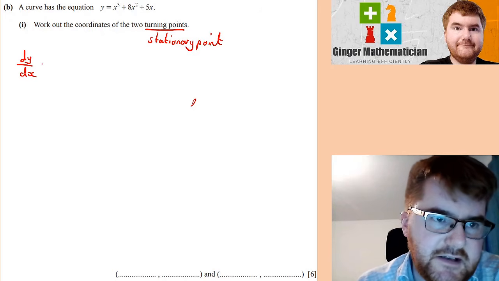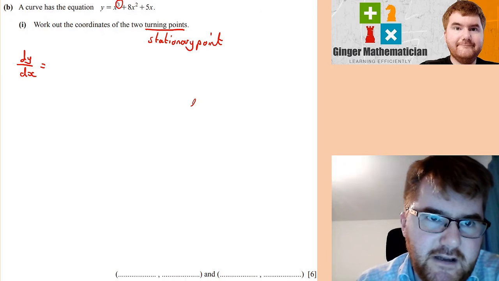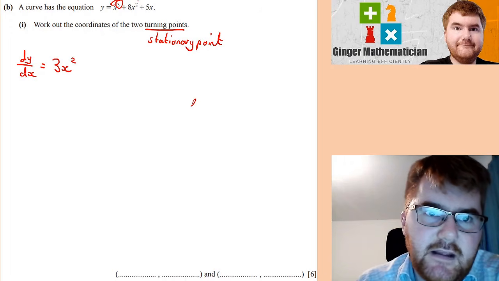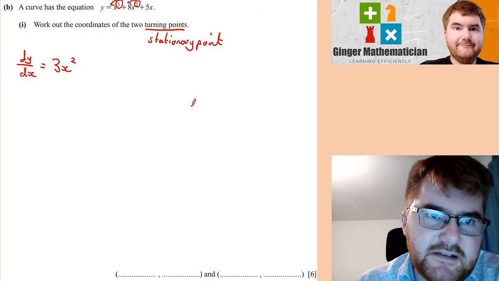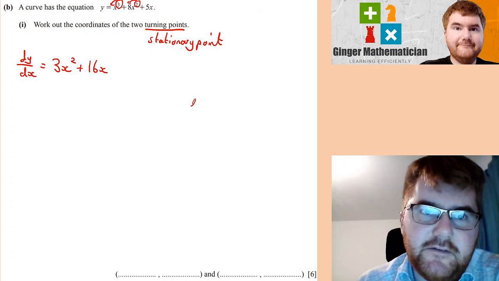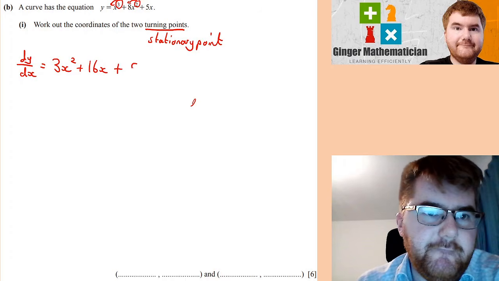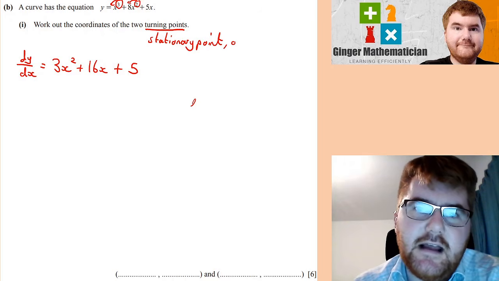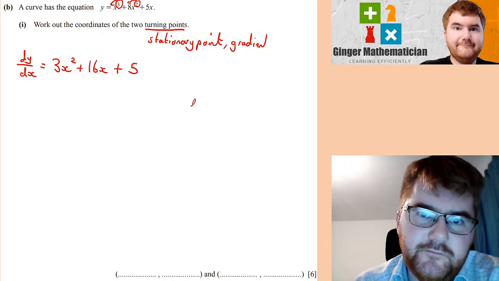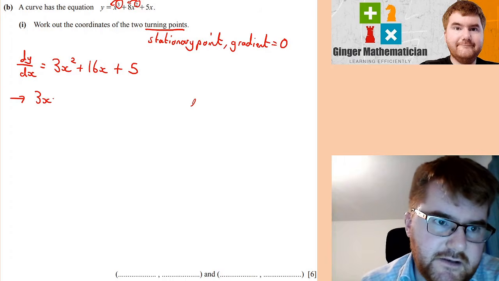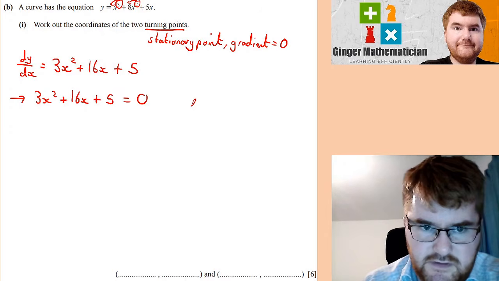So dy by dx. Again, broken record time, 3 to the front, we get 3x squared. And then we take this and bring it to the front. We get plus 16x. And then finally we differentiate 5x, which just gives us 5. And because we're looking for the turning points, we want to work it out when the gradient is equal to 0. Therefore, 3x squared plus 16x plus 5 is equal to 0.